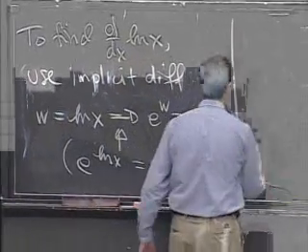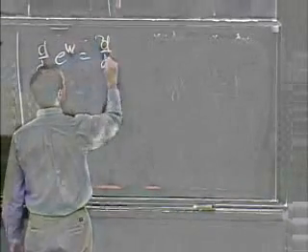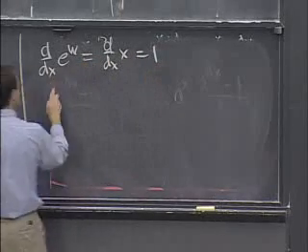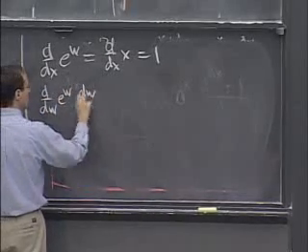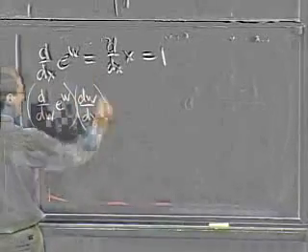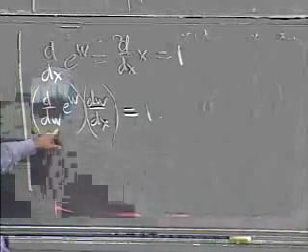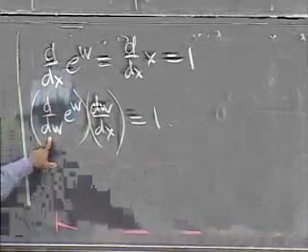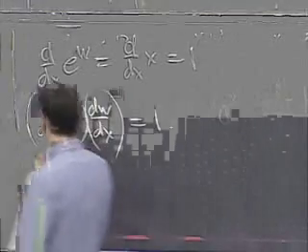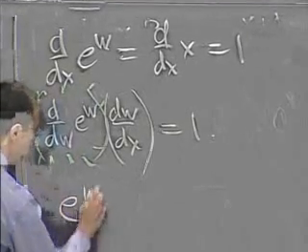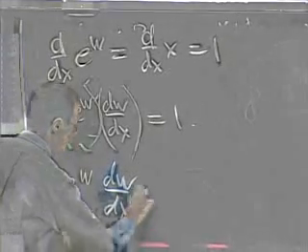All right, now we can differentiate this. So let's do the differentiation here. We have d by dx of e to the w is equal to d by dx of x, which is 1. And then this, by the chain rule, is d by dw of e to the w times dw dx, the product of these two factors. That's equal to 1. And now this guy is the one little guy that we actually know and can use. That's this guy here. All right? So this is e to the w times dw dx, which is 1.